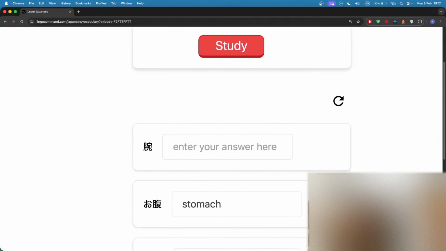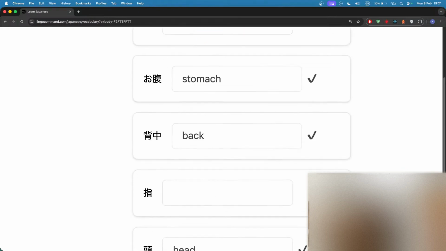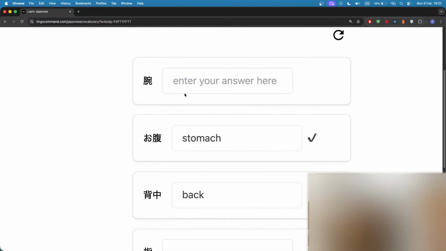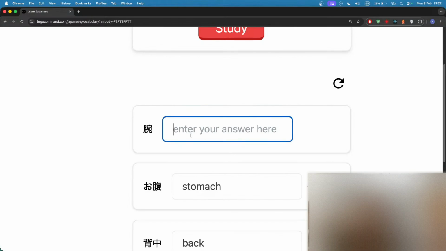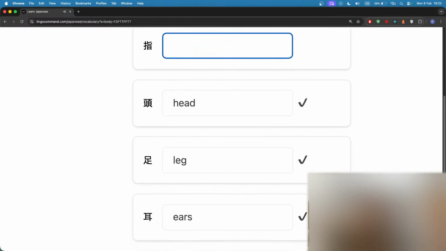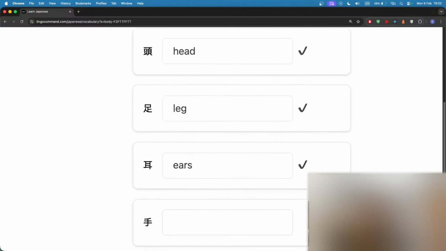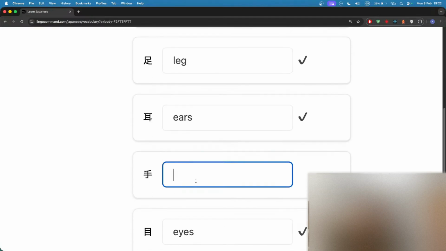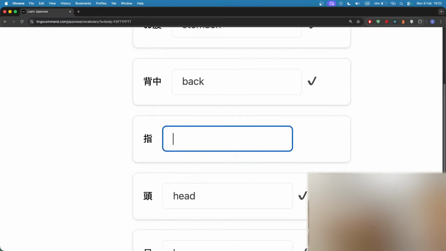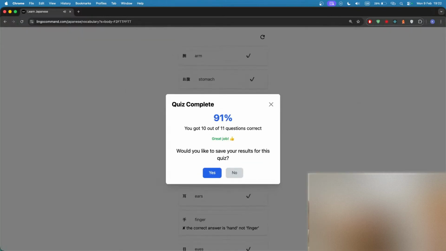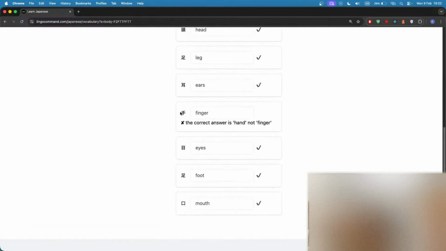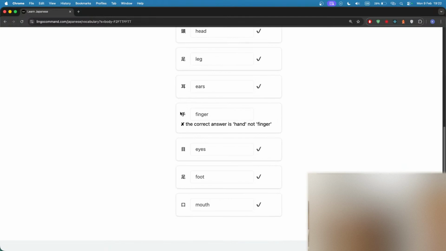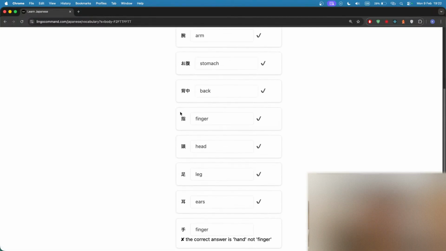What are we missing, actually? So we've got 3 more left. One of these is ude, which is arm. Is this arm? One of them is yubi, is finger, if I remember correctly. Perhaps this one? Oh, so this is finger. That wasn't half bad. This is hand, te. I think this might be the perfect place to stop for today's live stream.